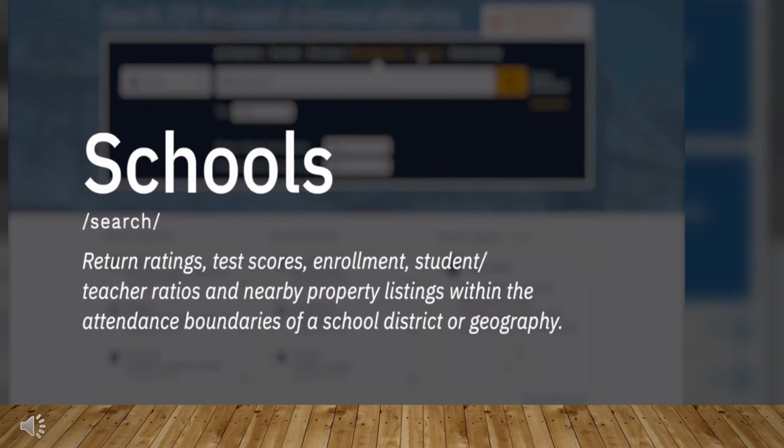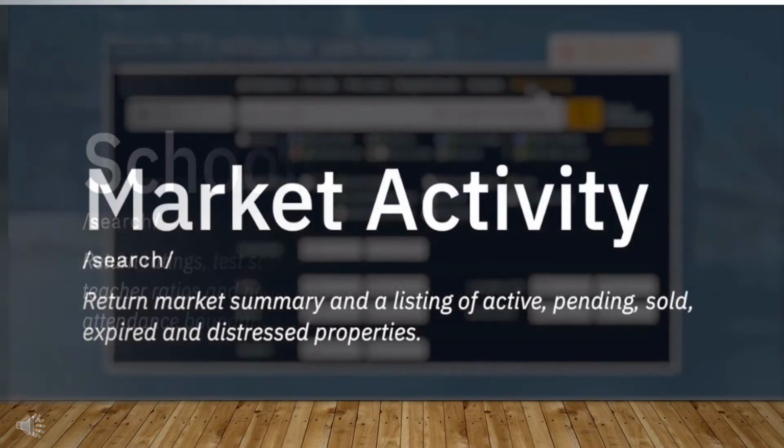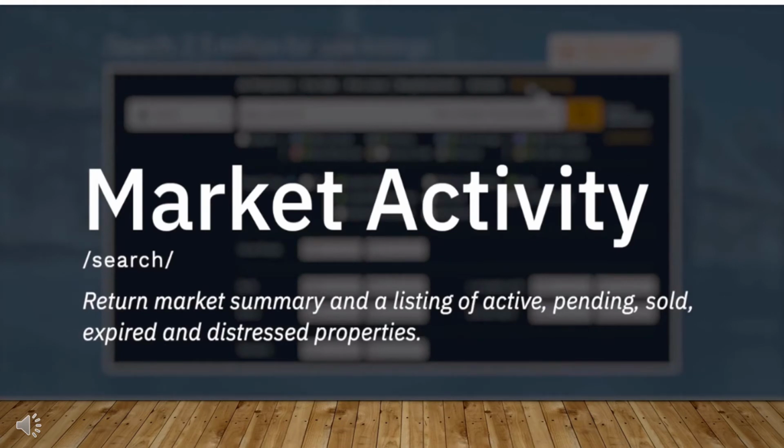School Search can be used for teacher academics and overall school grades, school districts and side-by-side comparisons, information on standardized test scores, and nearby property listings within the attendance boundaries of the school district or geography. The Market Activity Search uncovers changes in a local real estate market, including listings of active, pending, sold, expired, price change, and even distressed properties.